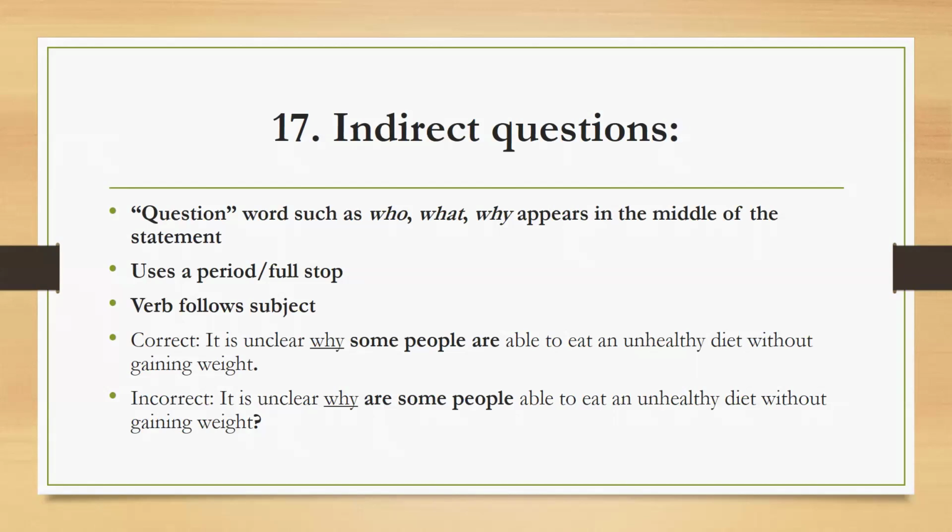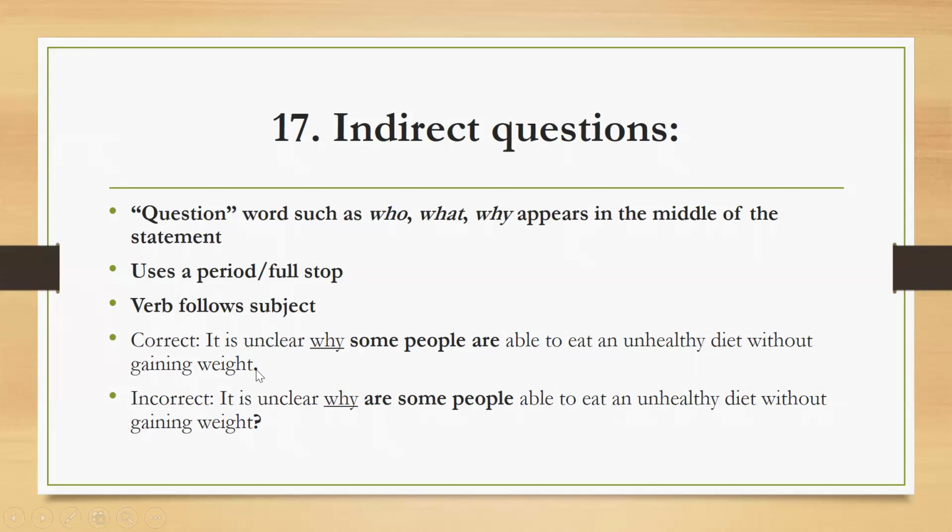Question words such as who, what, when, where, how, why, when they appear in the middle of a sentence, at the end of that sentence, put a full stop, don't put a question mark. So an example: it is unclear why some people are able to eat an unhealthy diet without gaining weight. The word why will suggest it's a question, but when you finish reading the sentence, you see that the sentence is not a question. And therefore, it would be wrong to put a question mark at the end of the sentence.